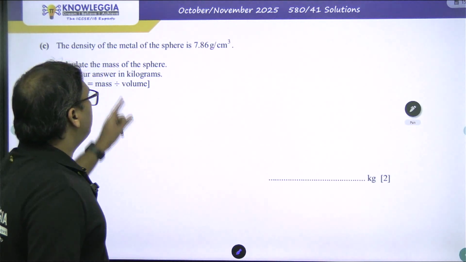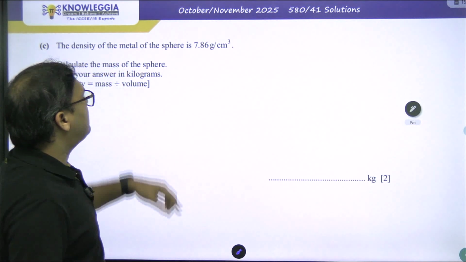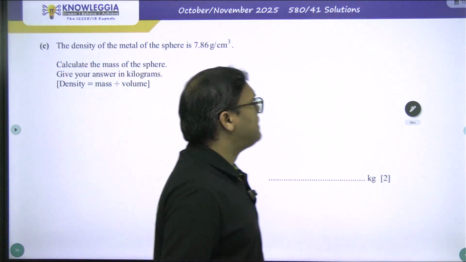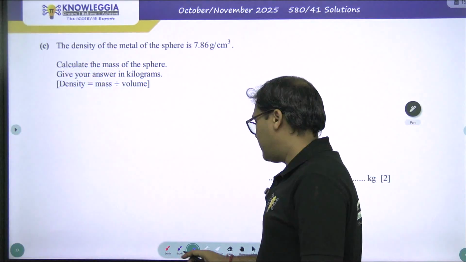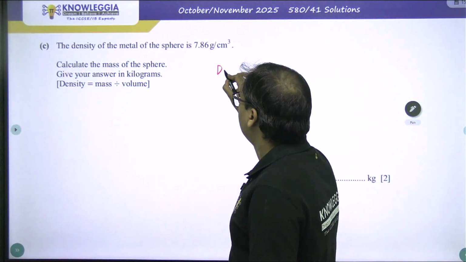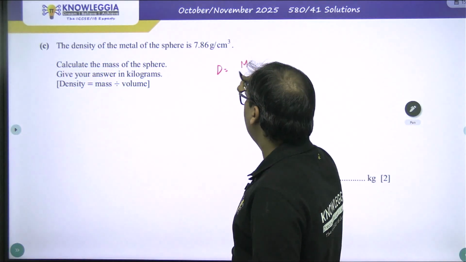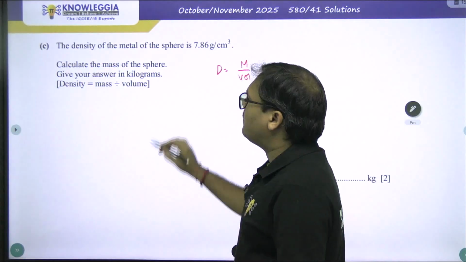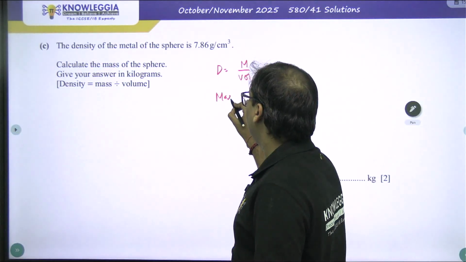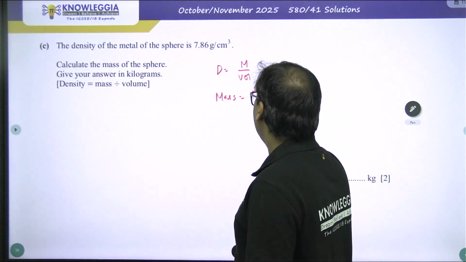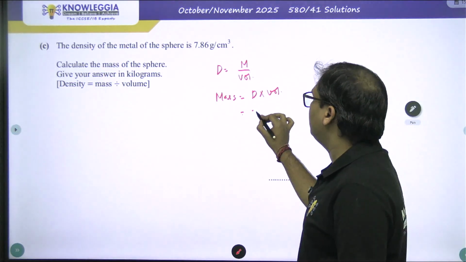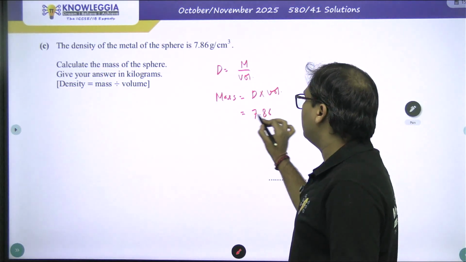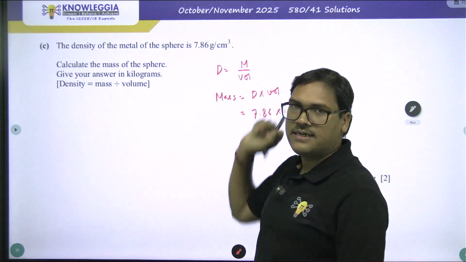The density of the metal of the sphere is 7.86 gram. Then calculate the mass. Okay, so density, they have given already the formula, mass upon volume. You have to calculate the mass. So what is the mass? Mass will be equal to density into volume. Now what is the density? This is 7.86, correct? That is the density, gram per centimeter cube.